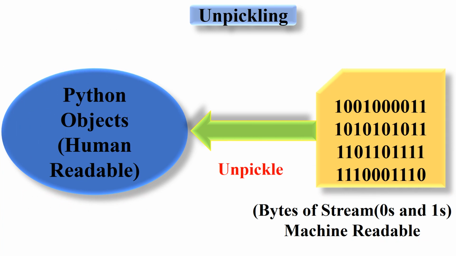Now, look at this picture. Unpickling refers to a reverse process where the byte stream, zeros and ones, machine-readable, is converted to the original structure, human-readable.